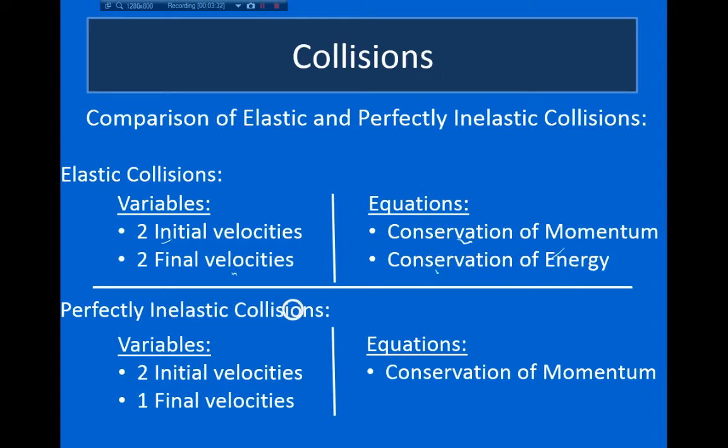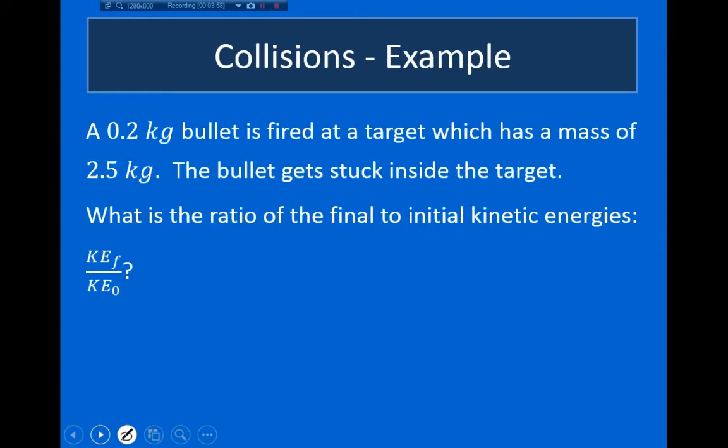Now, perfectly inelastic collisions will be really the only types of collisions that we'll study in this class. During these collisions, there will be two initial velocities, but only one final velocity. There's only one final velocity because the two masses will stick together, so they'll be traveling with the same final velocity. And during these, we only have one equation, and that is conservation of momentum. So let's go ahead and look at an example.